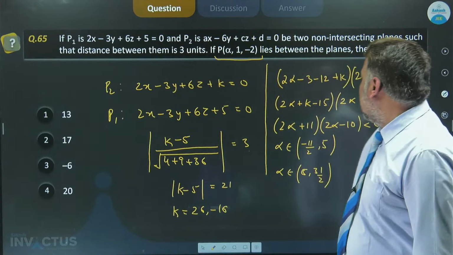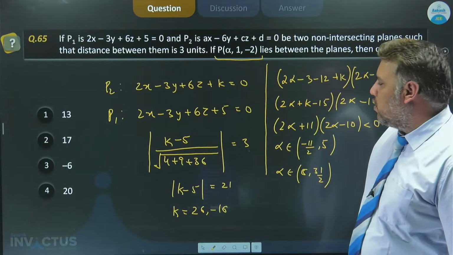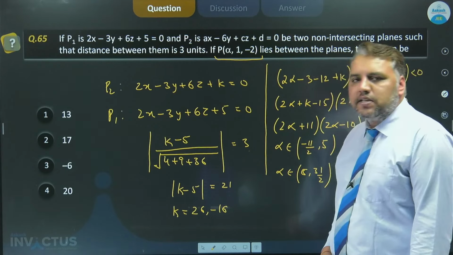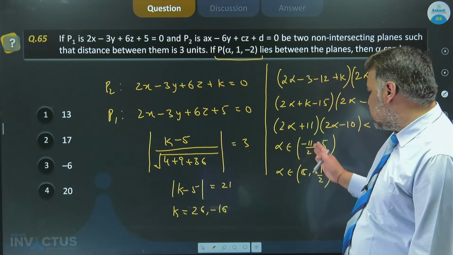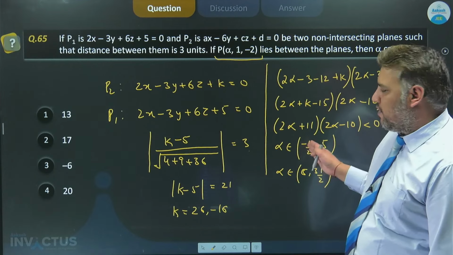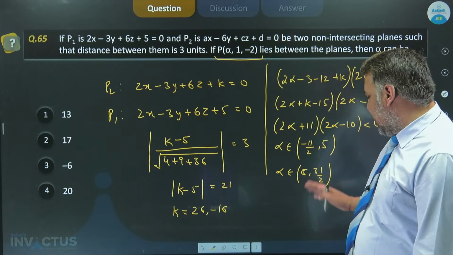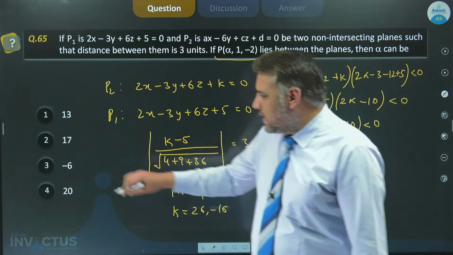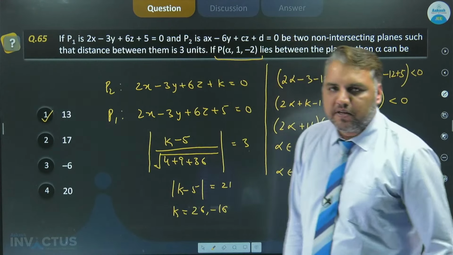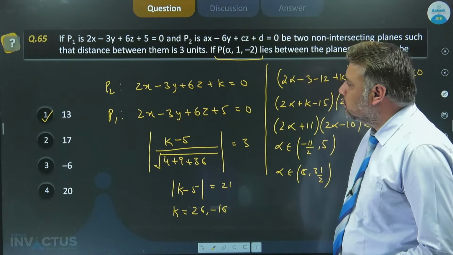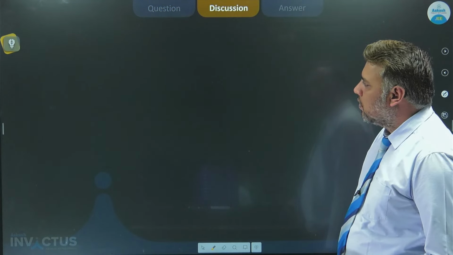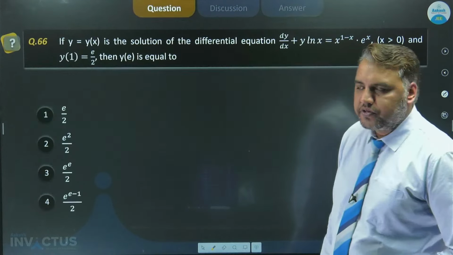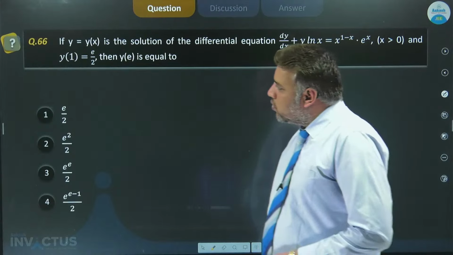We are asked what can be the value of alpha. In this range, if you see, 13 is the only possibility, because this is between minus 5.5 to 5 open and then 5 to 15.5. So 13 is the only possibility. So this must be the answer. Yes, 13 is the answer. Option 1 is correct. Moving on to the next question.